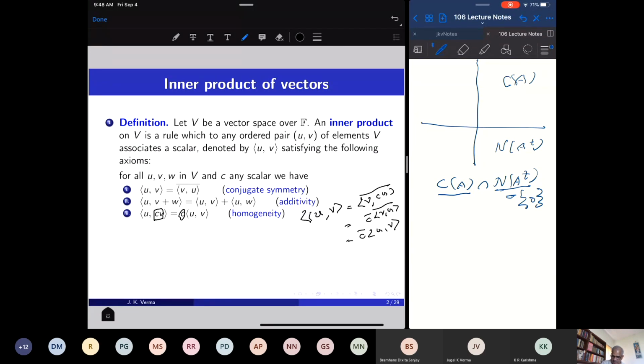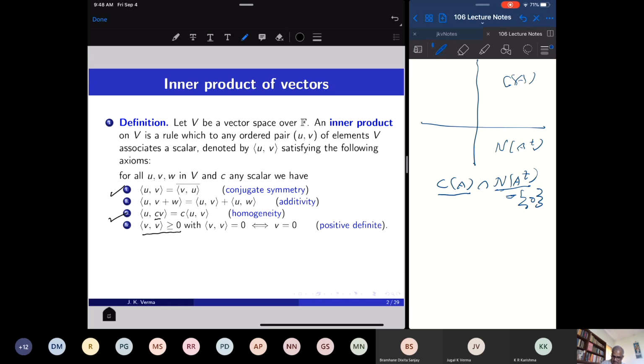So if I take a scalar in the first component, its conjugate comes out. This is a consequence of the first condition and this condition: if I scale a vector in the first component, then that scalar comes out of the inner product with a conjugate sign. It becomes conjugate. But if I scale the second vector in the inner product, then that scalar comes out, not its conjugate.